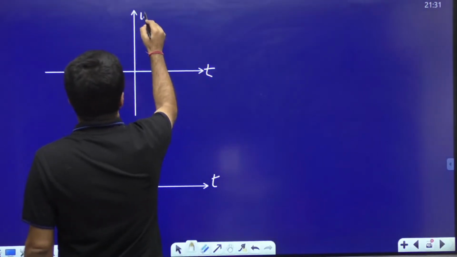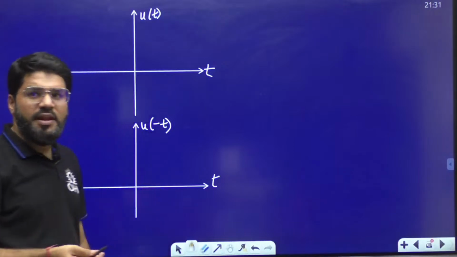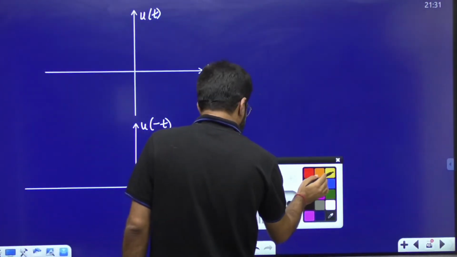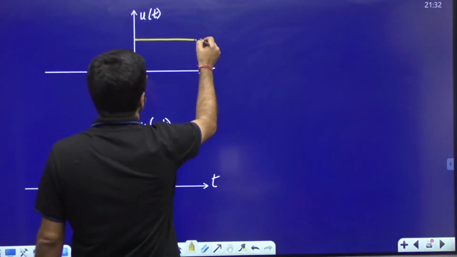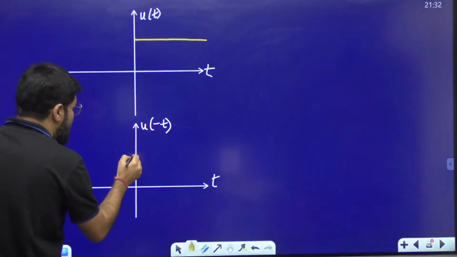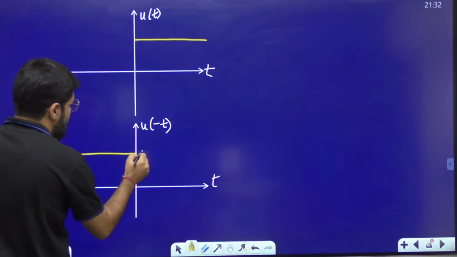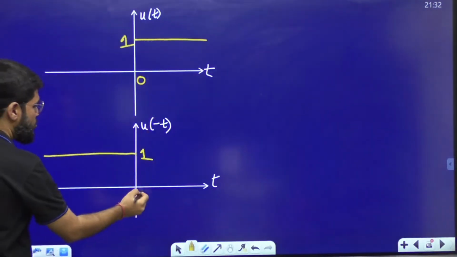So we all know what u(t) is, and u(-t) we all know is the mirror image, the time folding case. So u(t) equals 1 for t greater than or equal to 0. u(-t), the mirror image of this, will be equal to 1 for t less than or equal to 0. The value remains the same, but this is right sided, so the mirror image comes out left sided.